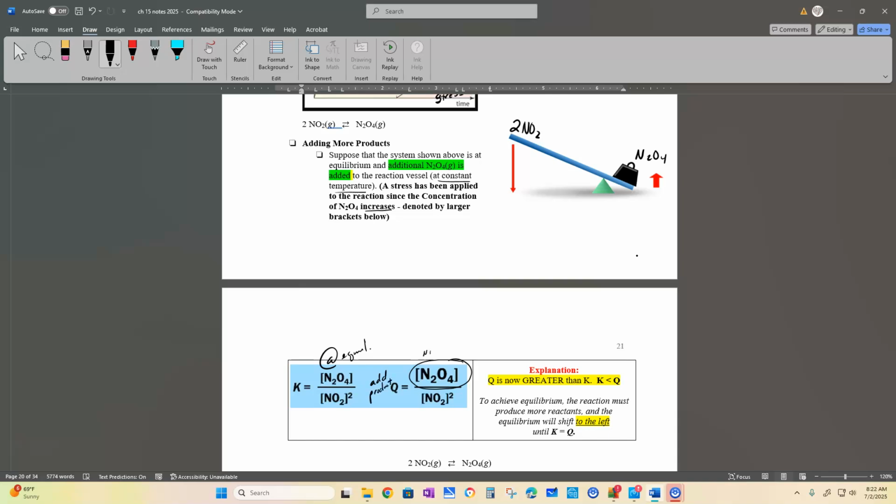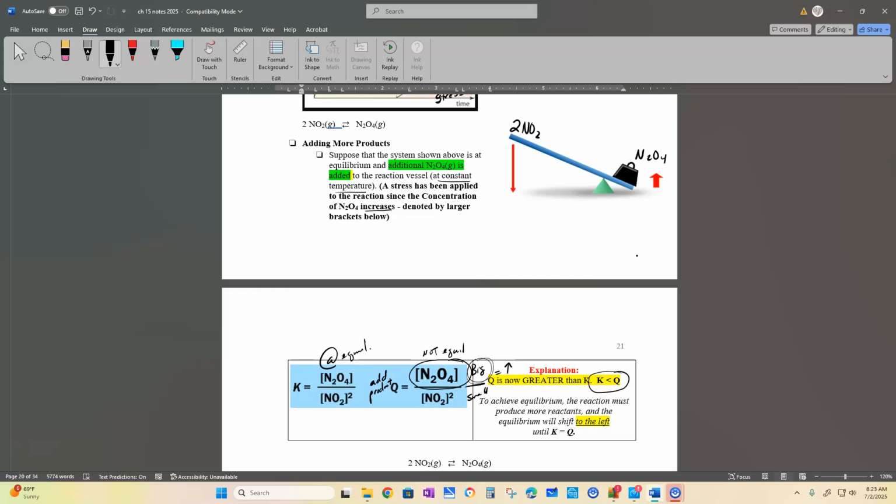And now I am not at equilibrium. I have disturbed equilibrium. I added a stress. So now I have a big number divided by a small number. Big number by small number, my Q is going to get bigger than my K. So since my Q is now greater than my K, I have this scenario.